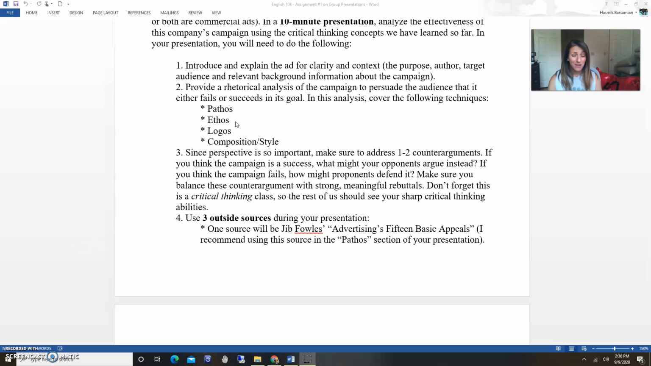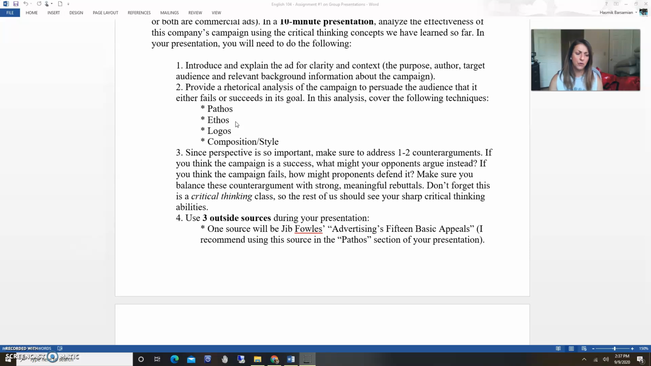Sometimes it might not work. For example, ethos could also be the face of the campaign. So let's say the company decides to choose a celebrity to be the face of their campaign, but the celebrity is somebody that doesn't really have credibility in that particular field that they're advertising. You might be like, okay, that doesn't quite work because this is not the best person to represent the campaign.